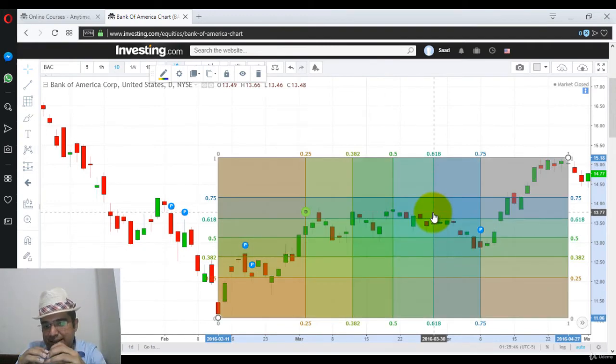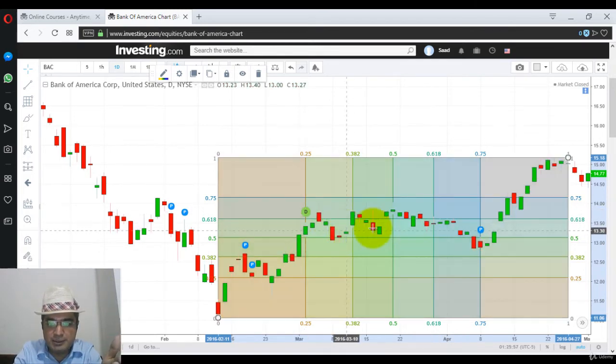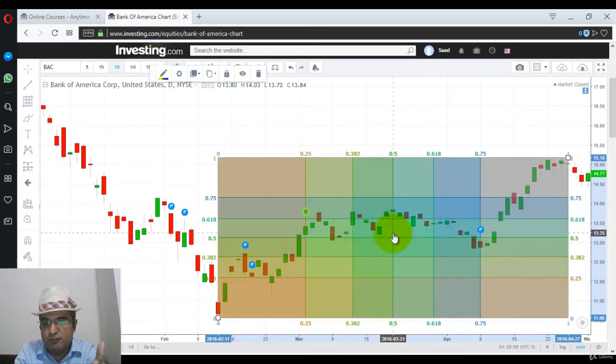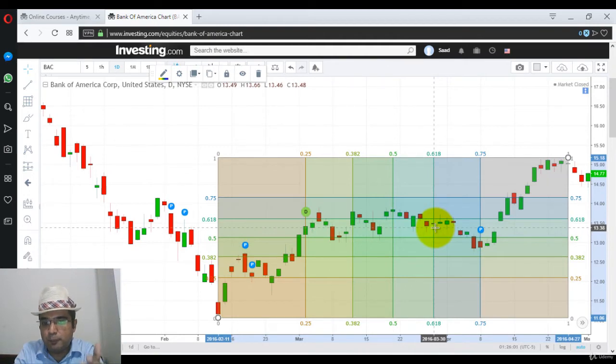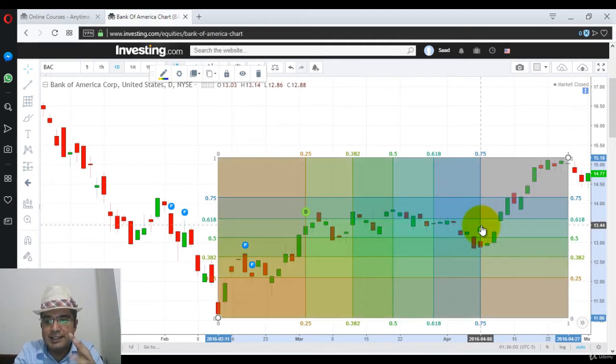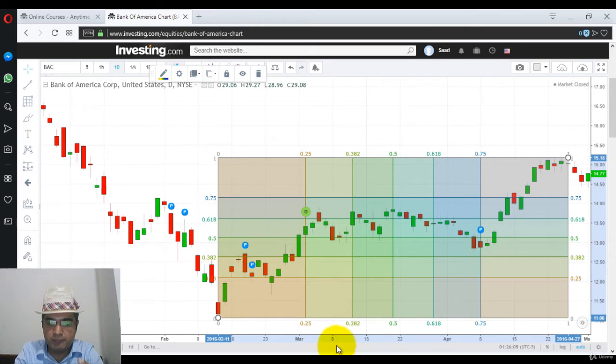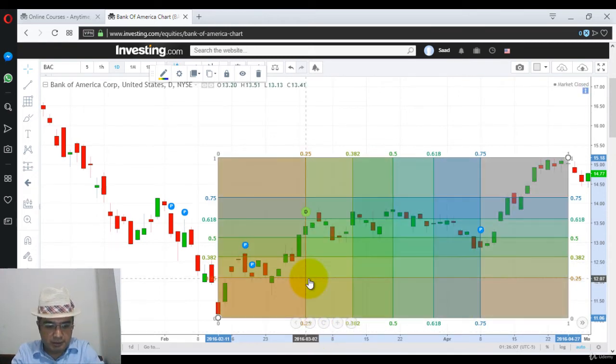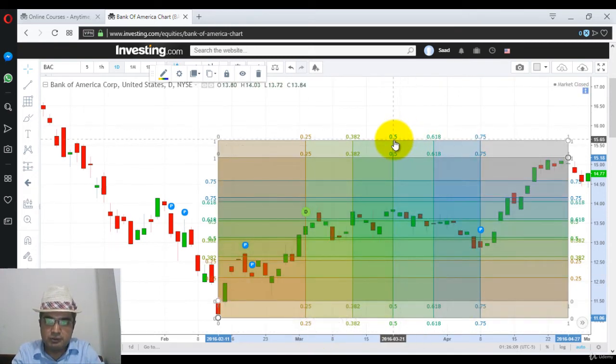So the Gann box also gives you a time horizon. It tells you how much time is it using. So this is the 25% time, 38.2% time, 50% time, 61.8% time, and 75% of the time. Now, let me copy and paste. So now I have discovered a new box.